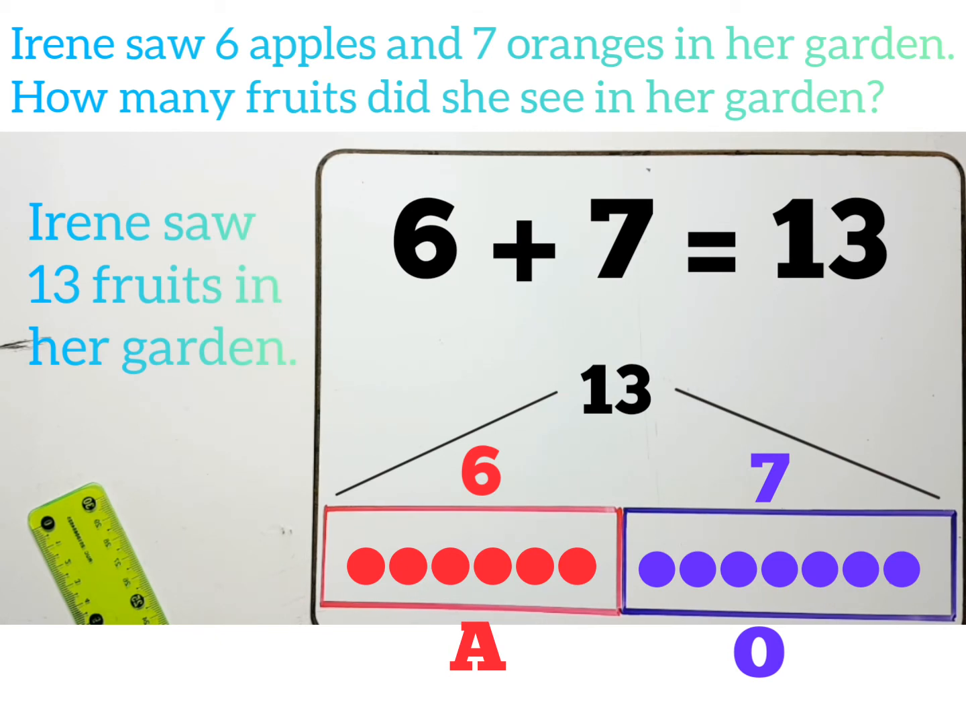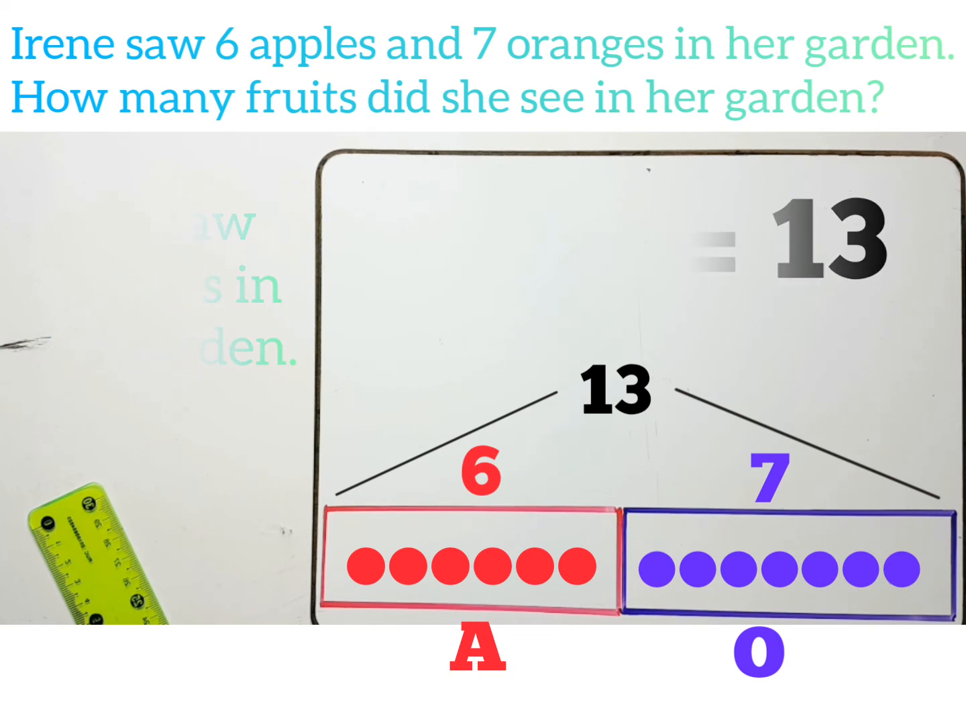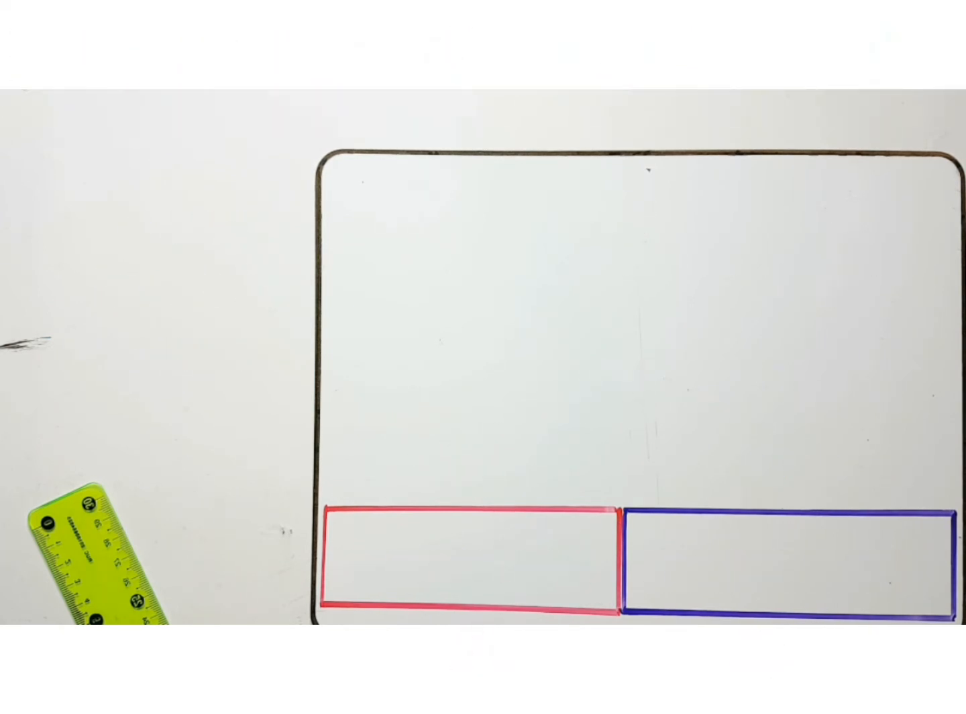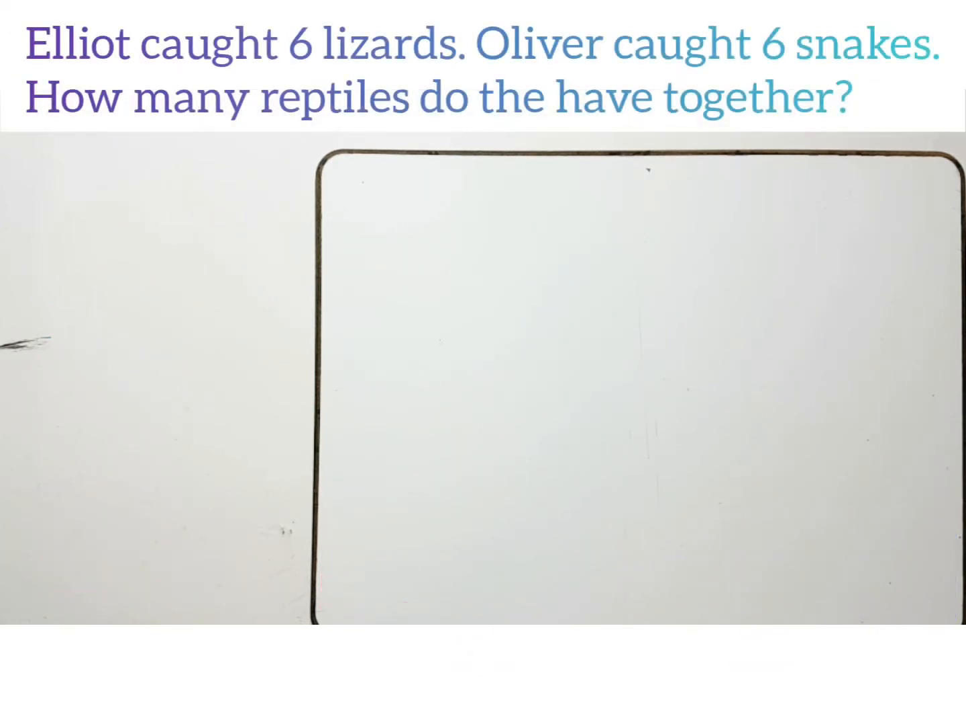We're going to try this with 3 other problems. And starting with the next problem, you are going to be solving it on your own. Are you ready? Let's go. Elliot caught 6 lizards. Oliver caught 6 snakes. How many reptiles did they have together?